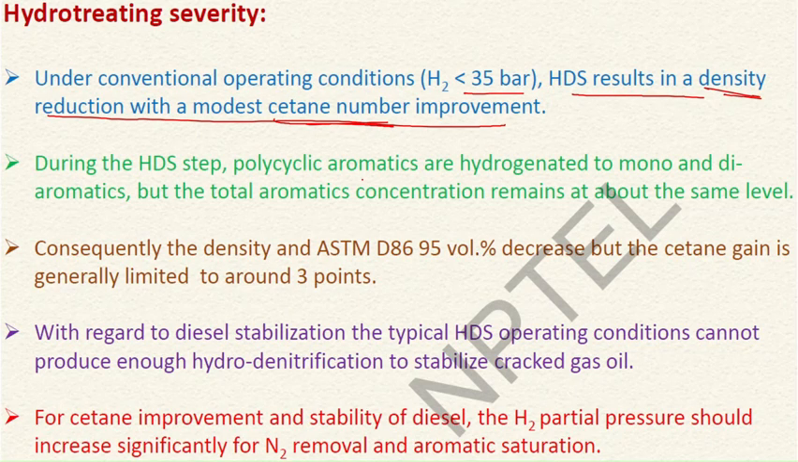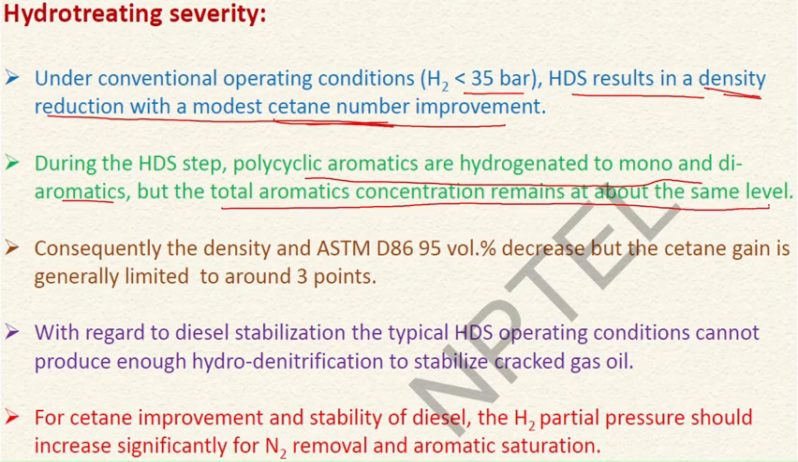During the HDS step, polycyclic aromatics are hydrogenated to mono and diaromatics, but the total aromatic concentration remains at about the same level. Consequently, the density and the ASTM D86 volume percent decrease, but the cetane gain is generally limited to around 3 points. It means the density reduction takes place, but the cetane number improvement is very modest, up to only 3 points.